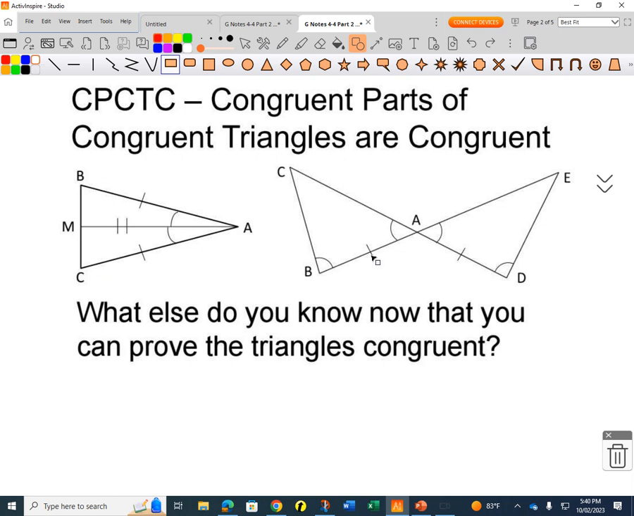Same thing with these two triangles. If we know that angle B is congruent to angle D, segment BA is congruent to segment DA, and these vertical angles DAE and BAC are congruent, now we could say that triangle BAC is congruent to triangle DAE, and then we could state that angle C is congruent to angle E. We could state that side EA is congruent to side CA. So if we know that the triangles are congruent, we can state that any part of it is congruent. So sometimes that's what we're going to do, and that's what we're practicing today.